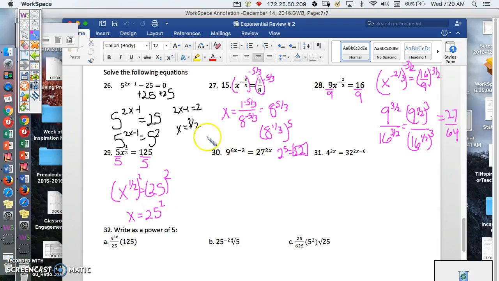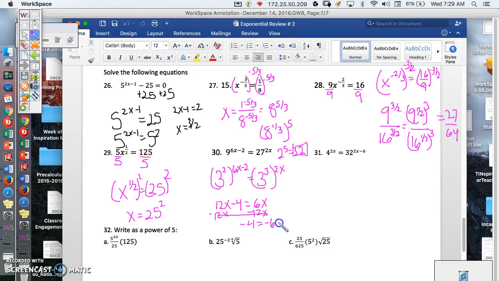Now this one, how do we make our bases the same? Well, this is both powers of 3, so 3 squared to the 6x minus 2, 3 cubed to the 2x, but then we have to multiply. Our bases are the same, but with parentheses we multiply, so this is 12x minus 4 equals 6x. Let's see, minus 12x, minus 12x, negative 4 equals negative 6x, so x equals 4/6, or 2/3.